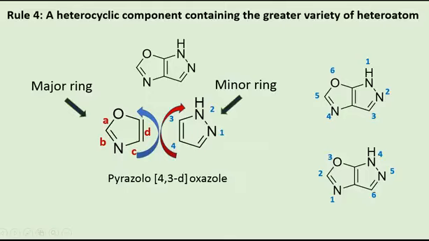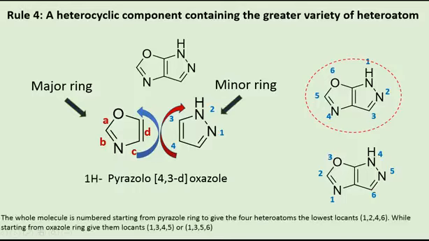Let's take another thing, nitrogen. We start from nitrogen, 1, 2, 3, 4, 5, 6. So this is preferred because if you see the numbers that we are getting for nitrogen, 1, 2, 4, here it is 1, 4, 5. So the whole molecule is numbered starting from the pyrazole ring to give the 4 heteroatoms the lowest locants 1, 2, 4, 6, while starting from the oxazole ring gives them locants 1, 3, 4, 5 or 1, 3, 5, 6. That is bigger than this one.